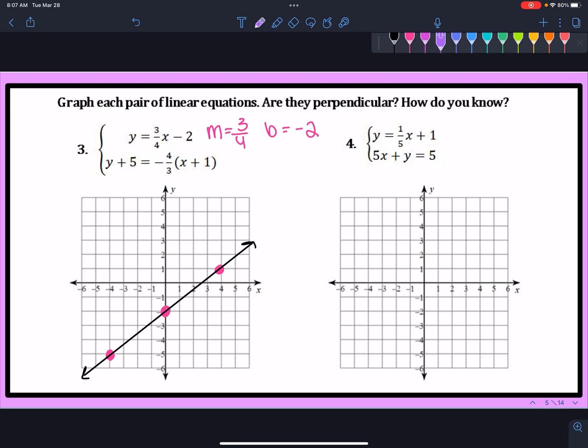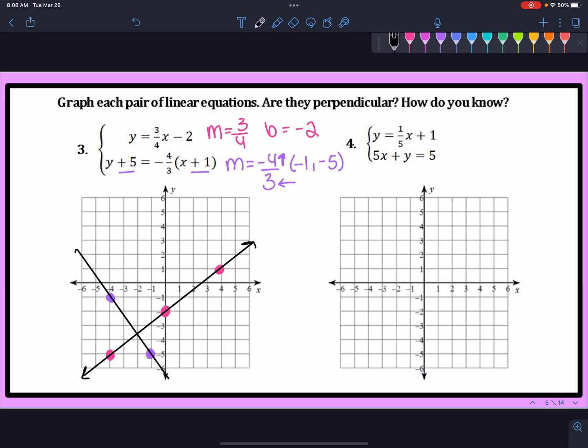For my second equation, I have a slope still. It's -4/3, but I have a point now. I'm going to take the opposite of what's next to my x and y, which would be -1, -5. So -1, -5 is all the way down here, and my slope is -4/3. I can't go down 4 and right 3, so I'm going to go up 4 and left 3. Up 1, 2, 3, 4, left 1, 2, 3. And I can only fit 2 points on this graph.